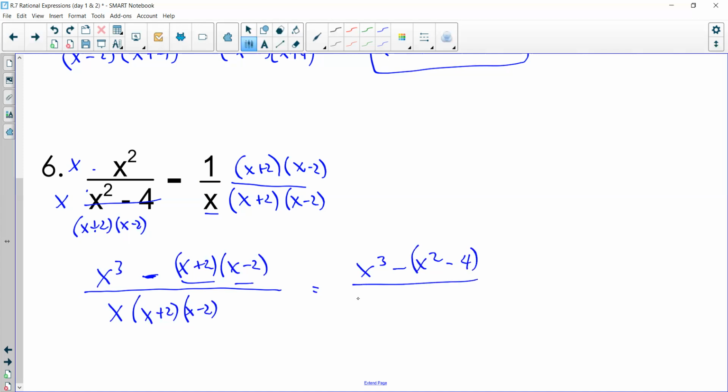Okay. Still over my common denominator bottom, x times x plus 2, x minus 2. But on top now, I'm going to distribute that negative from the outside in, and that's going to be x to the third minus x squared plus 4, now all over my common denominator bottom, which is x plus 2, x minus 2.